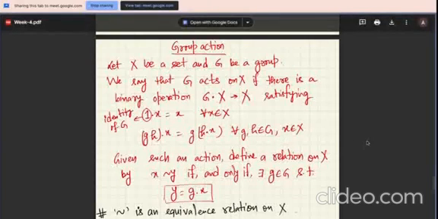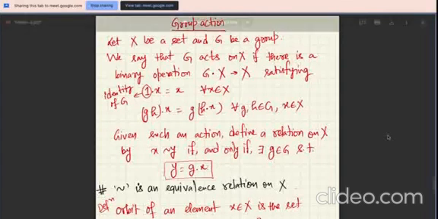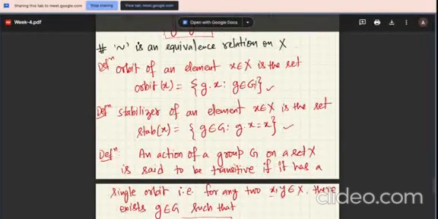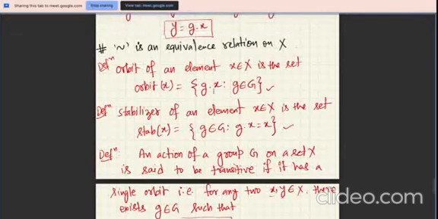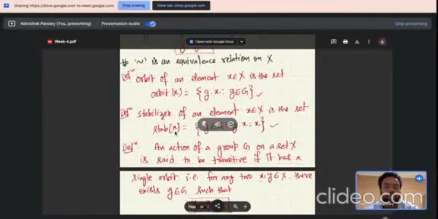So given such an action, define a relation on X. So x is related to y if there exists a g belonging to this capital G such that y is equal to g dot x. Okay, so this is an equivalence relation. What we call an orbit: the orbit of x is nothing but the collection of all g dot x. So you just take g and operate it on x. The stabilizer of x is nothing but the collection of all those g's belonging to capital G which give x again when operating on x. Okay, so g dot x is equal to x.